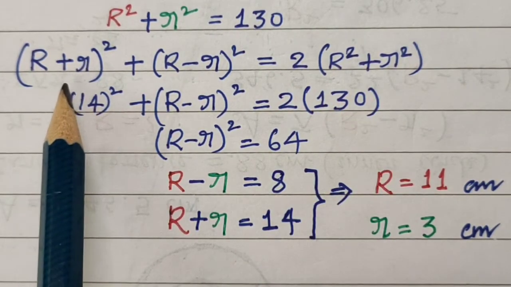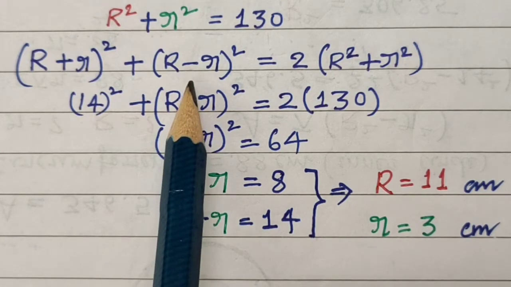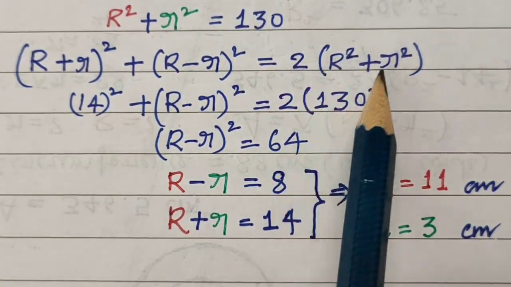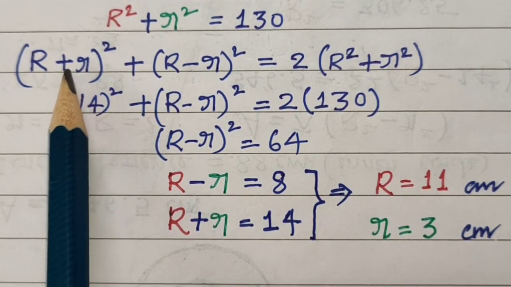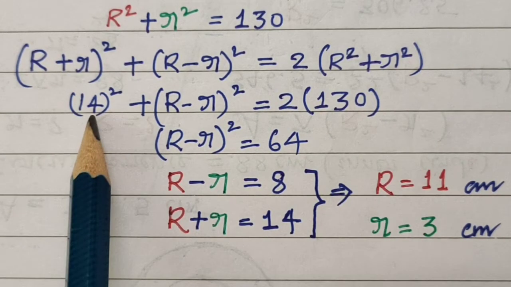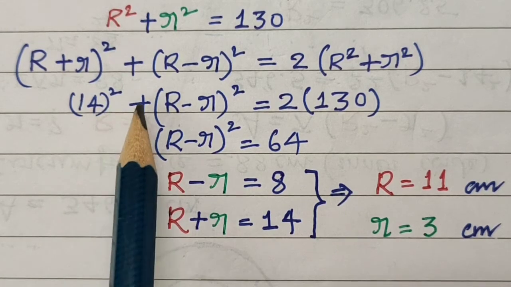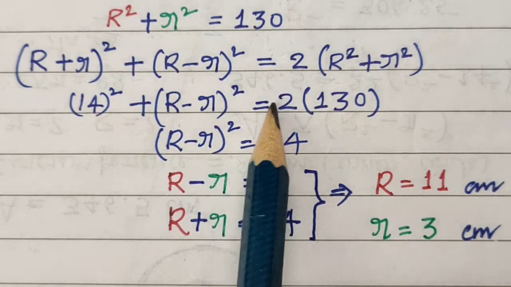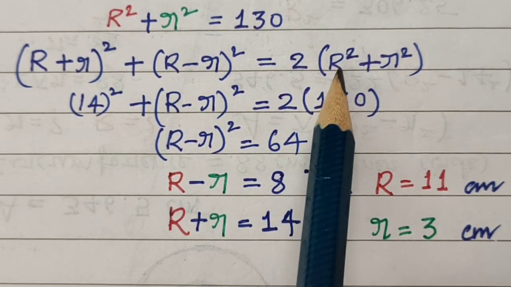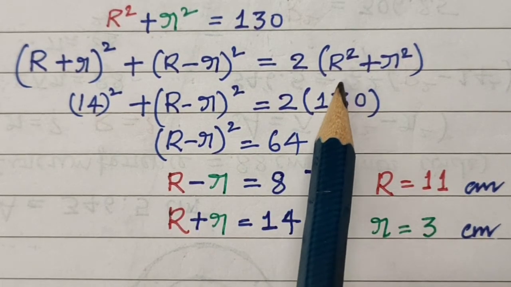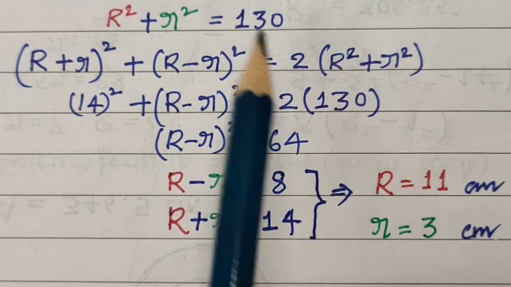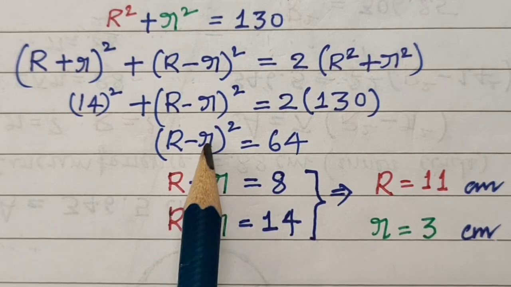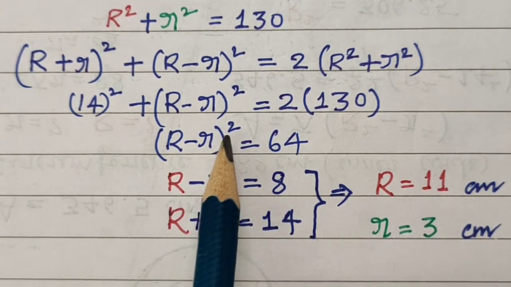We are using the a plus b whole square and a minus b whole square formula. Then that will be equal to 2 into R square plus r square. See, that is R plus r, the distance between the two centers they have given as 14, that is 14 square, plus R minus r whole square. We are keeping this like that only. Then 2 times, we have just now found out that R square plus r square is equal to 130. Then we are substituting here, therefore R minus r whole square is equal to 64.